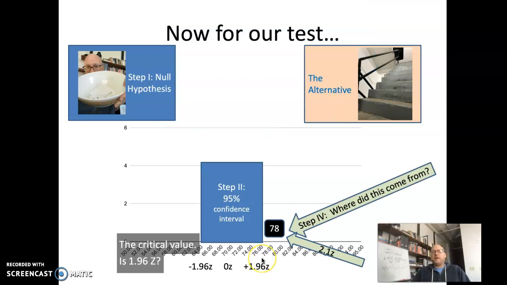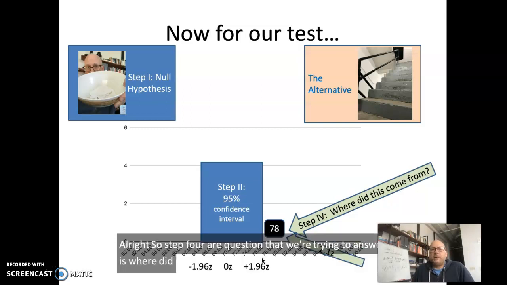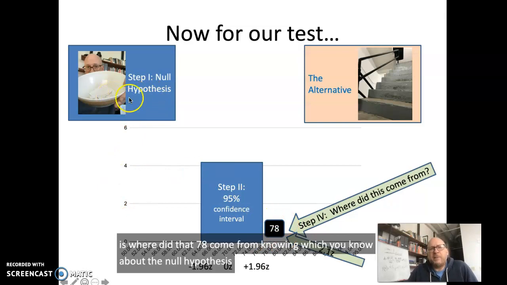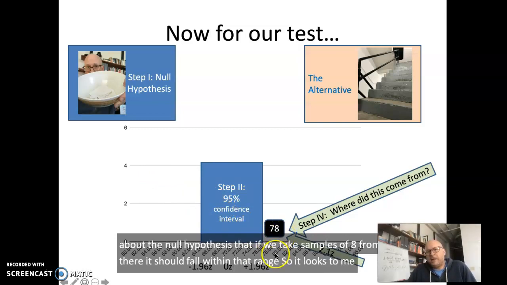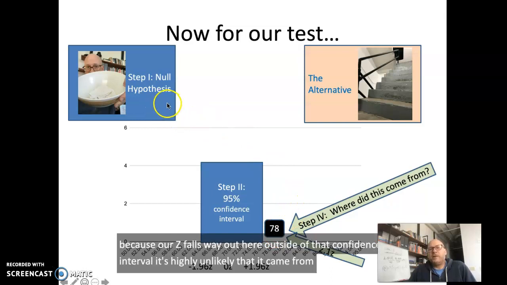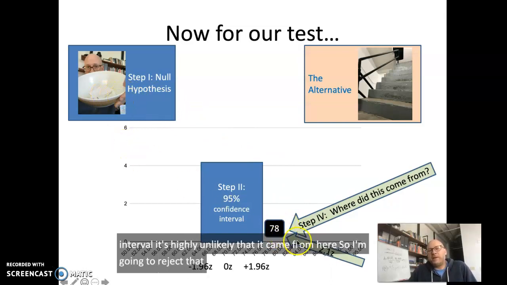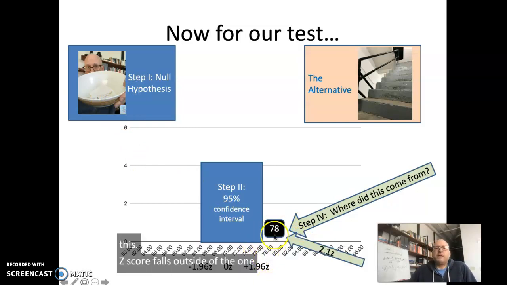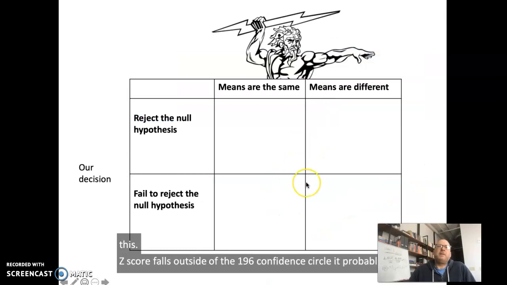All right, so in step 4, our question that we're trying to answer is, where did that 78 come from? Knowing what you know about the null hypothesis, if we take samples of 8 from there, it should fall within that range. So it looks to me, because our z falls way out here outside of that confidence interval, it's highly unlikely that it came from here. So I'm going to reject that null hypothesis, and I'm going to say, because this z-score falls outside of the 1.96 confidence interval, it probably came from here instead.